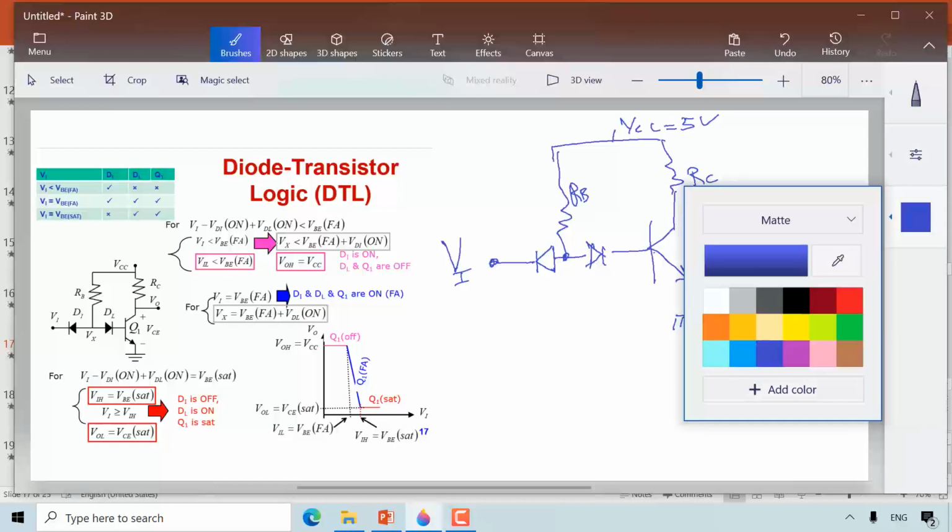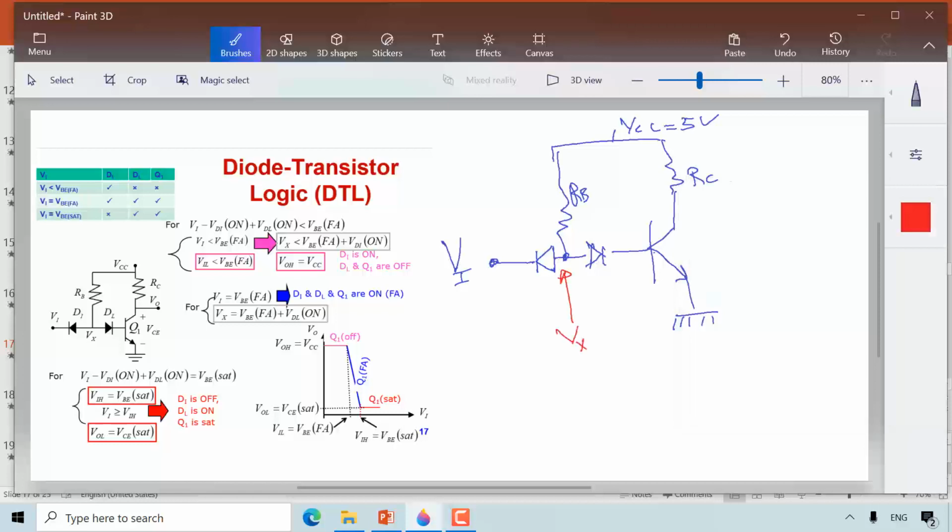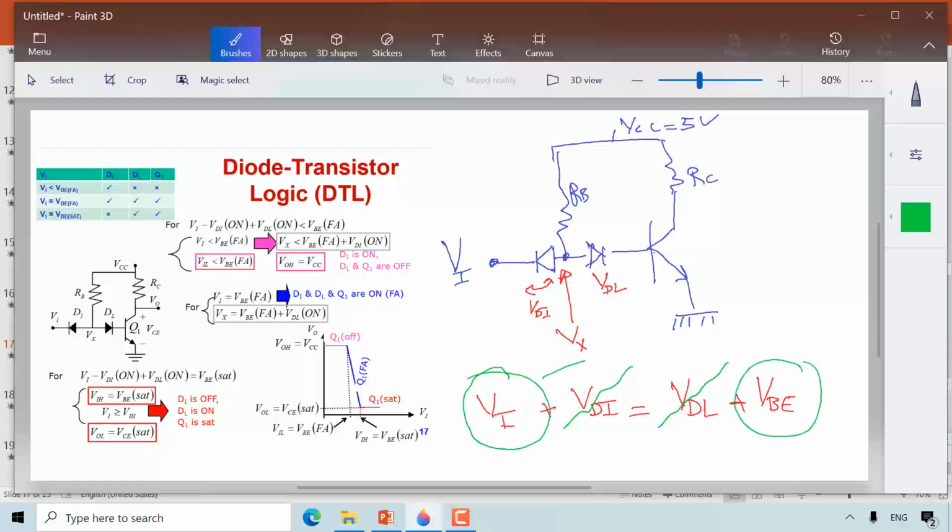The important node to notice here is this node Vx. If we want to write the Kirchhoff voltage law for the node Vx, we will see that the voltage across this diode, which is referred to as VDI, plus the input, equals the voltage across this diode, referred to as VDL, plus VBE. We are going to say roughly that the voltages of the diodes cancel each other for a very simple analysis, and therefore we can see that the input voltage controls what? It controls the VBE voltage, and whatever voltage we have, we can control the VBE.